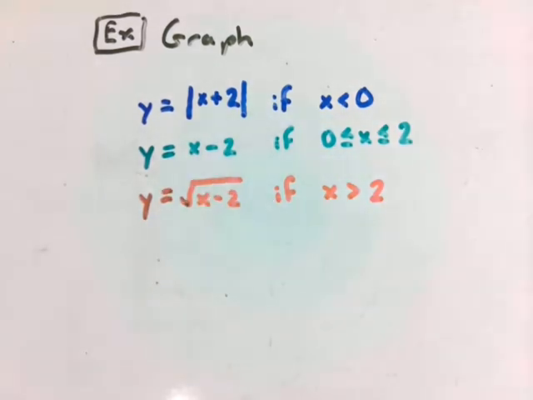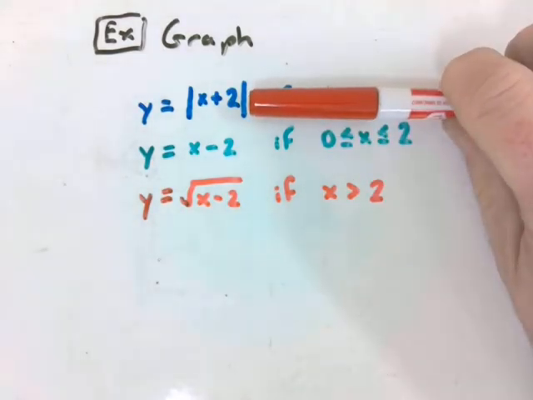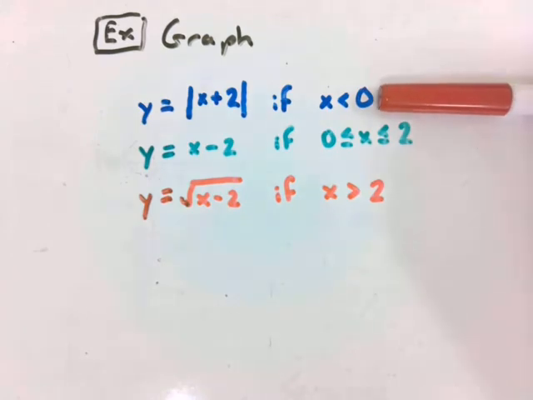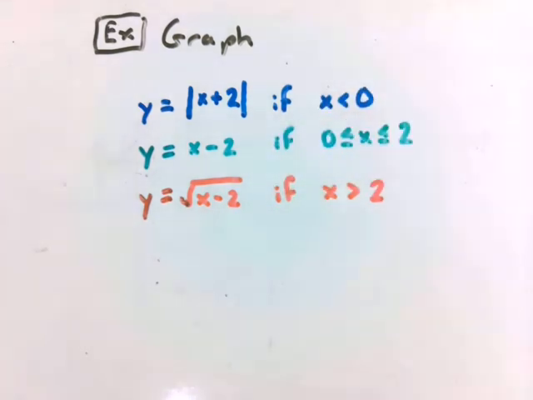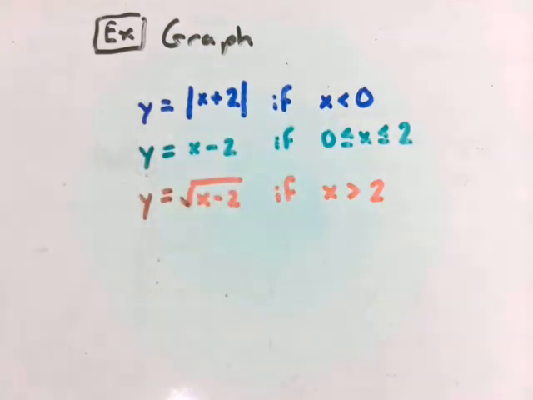It's technically just one big equation, but how we're going to approach this, we're going to graph this absolute value graph for just a certain portion of the graph. Do the same thing with the green, the same thing with the red. Let's start with that blue graph.